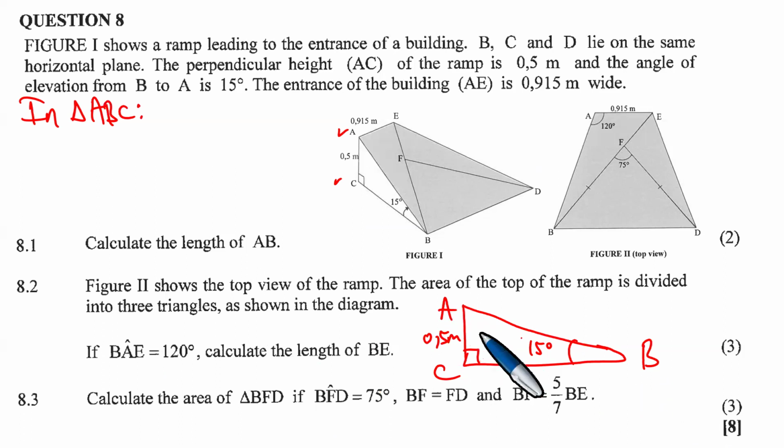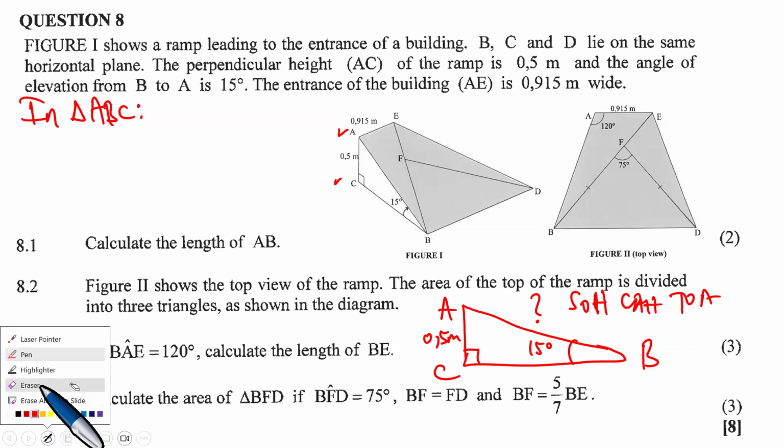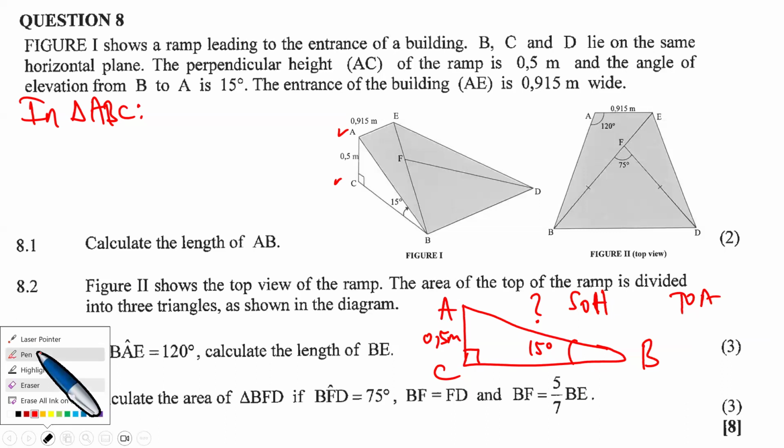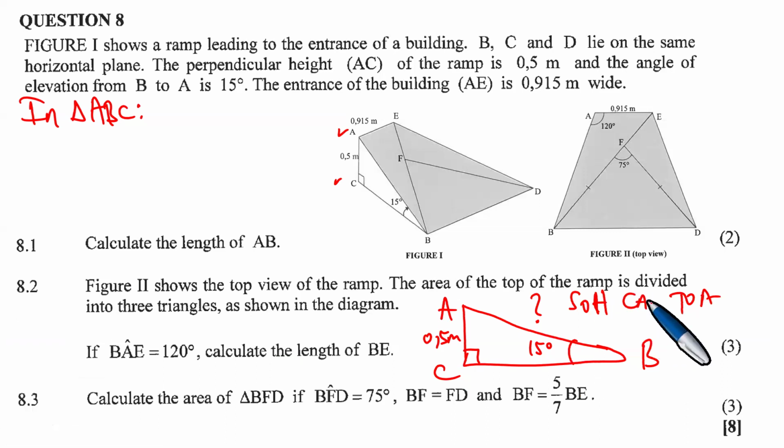In the triangle ABC, we want to find AB. What trigonometric ratio? Can you use sine, cosine, or tan? Sine, cosine, or the tangent? So can we use SOH CAH TOA? Which one? I think sine. Okay, that's a good point.